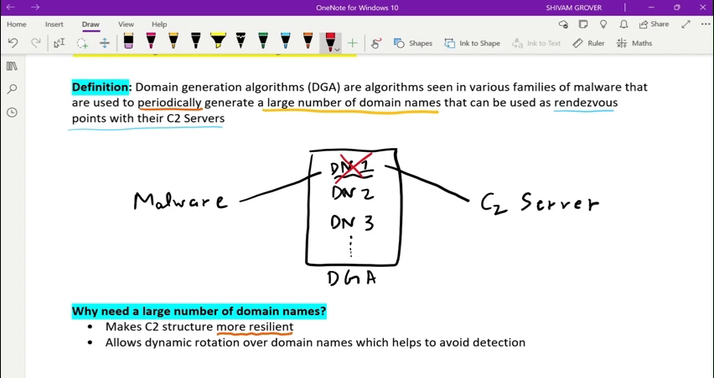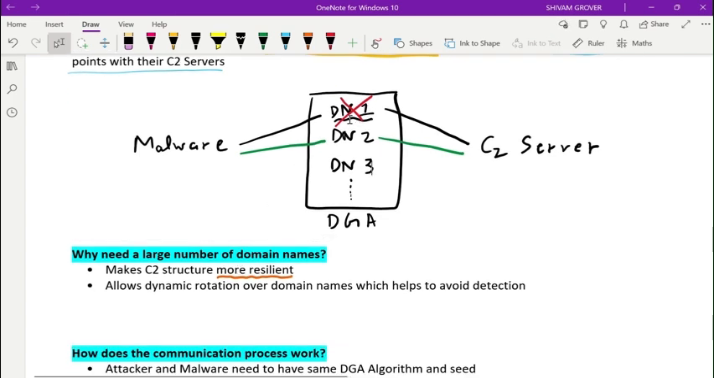In those circumstances, the adversary should have some other option or some other way to carry on the communication. So if they have some other options like some other domains, they can just use the other domains to carry out the communication. Okay, and this way the structure becomes more resilient. Even if domain name 1 is blocked, they can still use the other method, which is domain name 2, to carry on the communication.